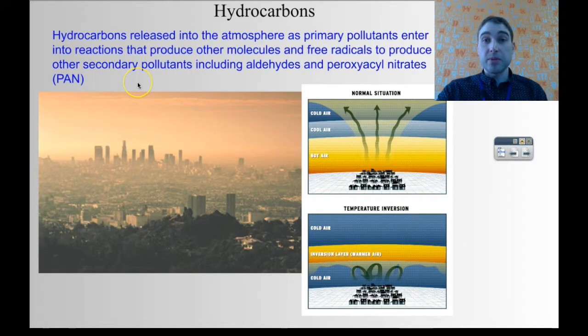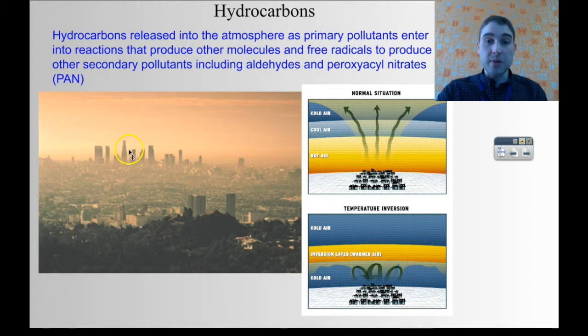The hydrocarbons that we talked about can enter into reactions with other molecules existing in the atmosphere, and also free radicals like the oxygen radical we had before, to make other secondary pollutants like aldehydes and peroxyacyl nitrates. So again, this is LA here, you can see this brown haze, that's nitrogen dioxide plus ozone in a big mix. You can see the nitrogen dioxide, you can't see the ozone.